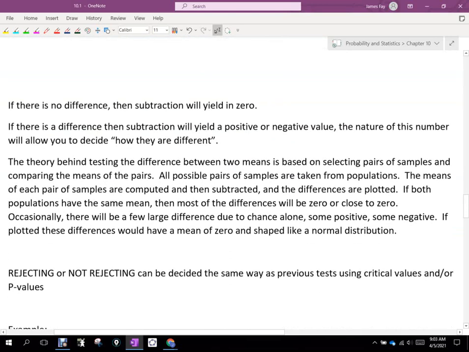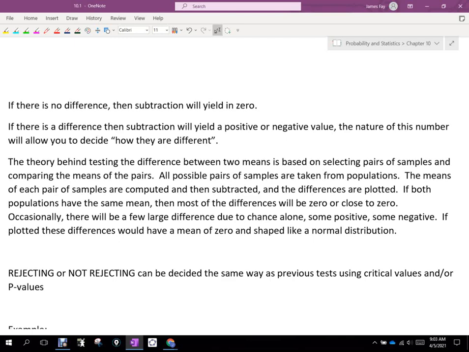It says if there is no difference, then subtraction will obviously yield 0. That's what we talked about. It says if there is a difference, then subtraction will yield a positive or negative value. So the nature of this number will allow you to decide how they are different. It will allow you to determine whether mu1 was greater or mu1 was less than mu2.